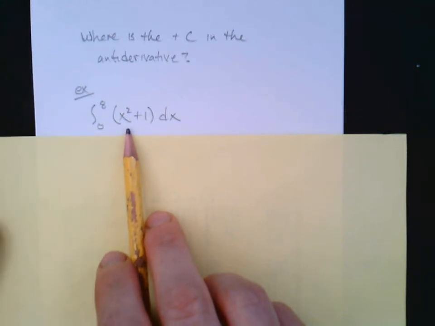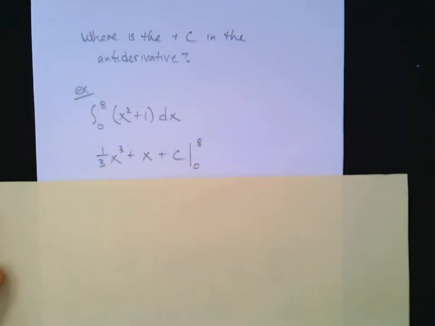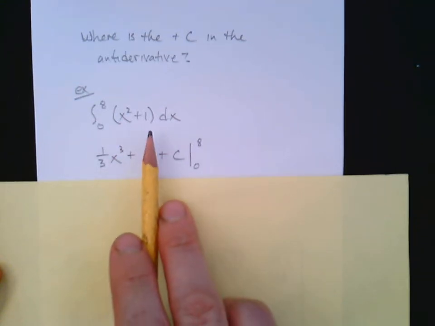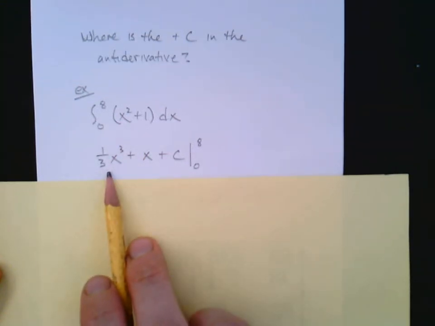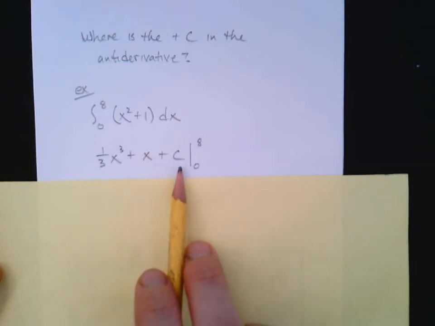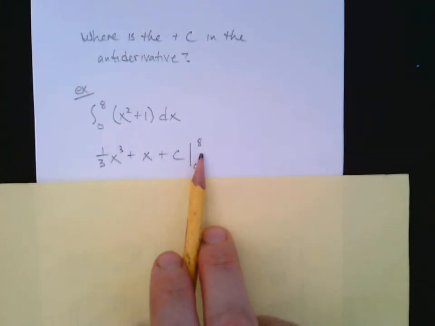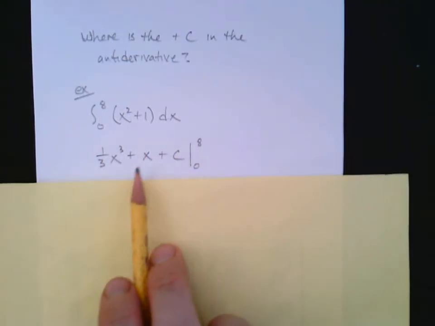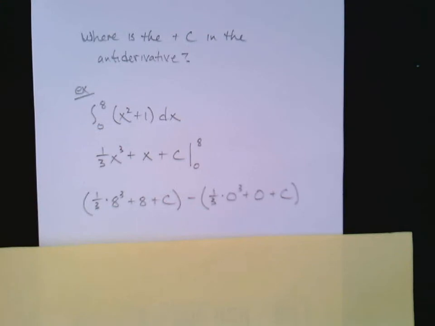When you do this antiderivative, for x squared, we had 1/3 x to the third. For 1, we had x, so 1/3 x to the third plus x. Let's imagine if we had the plus c there. And then we evaluate from 0 to 8. Okay, so we'll plug the 8 in, we'll subtract, we'll plug the 0 in. So plugging in the 8, plugging in the 0, and we got the c all along.